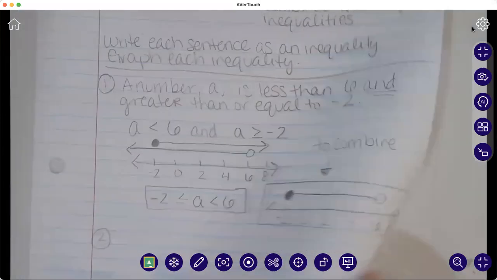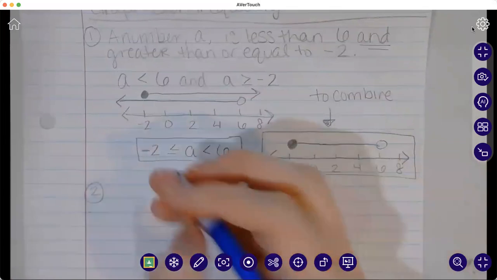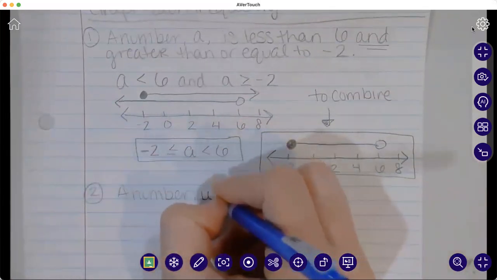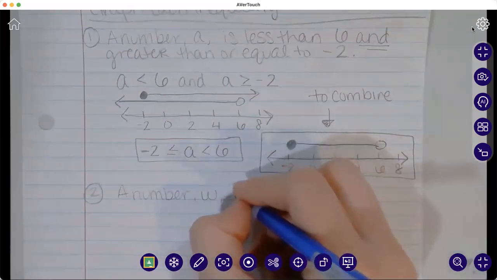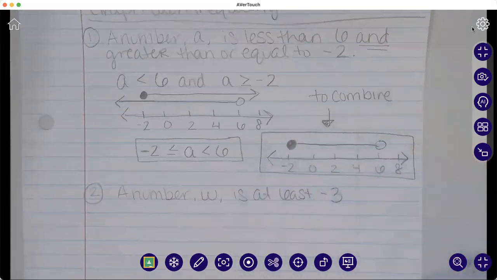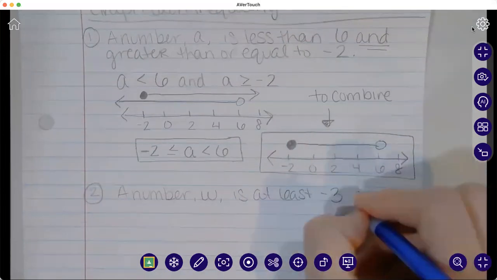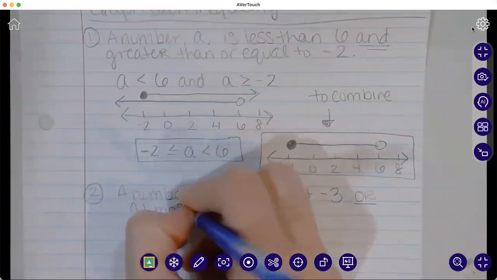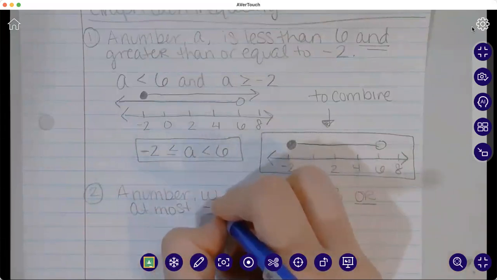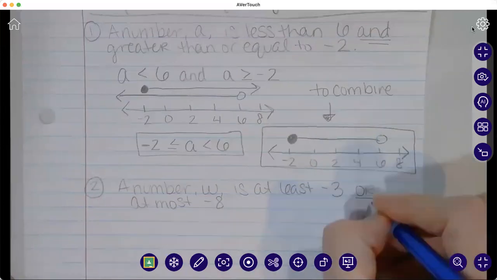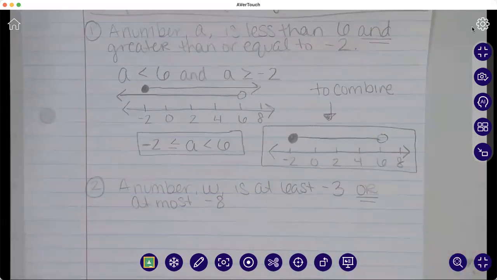Number 2. A number W is at least -3 or at most -8. A number W is at least -3 or it's at most -8.